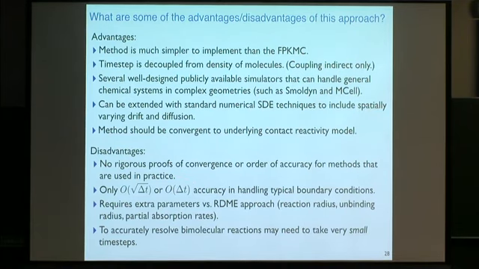You need extra parameters versus the RDME approach. You're going to need these reaction radii and unbinding radii. Potentially, in the partial absorption model, you'll need rates for partial absorptions. And if you want to accurately resolve biomolecular reactions, you might have to take small time steps, though there is work on how one can modify these methods to take large time steps. Okay? So that's just an overview of some of the trade-offs in using these types of approaches. And of course, this is my perspective. I'm sure if you ask Stephen or someone else, you'll get different answers to what's good and bad about these methods.